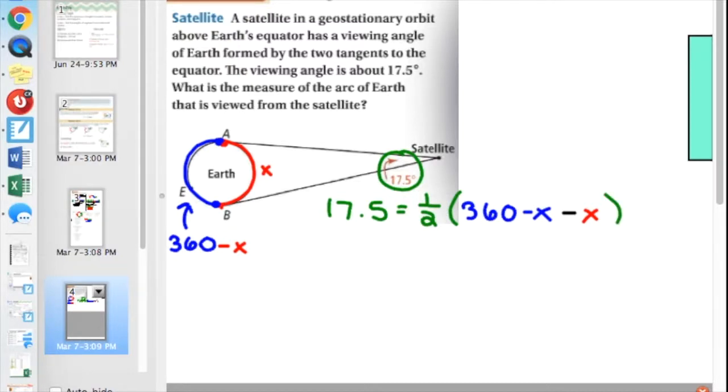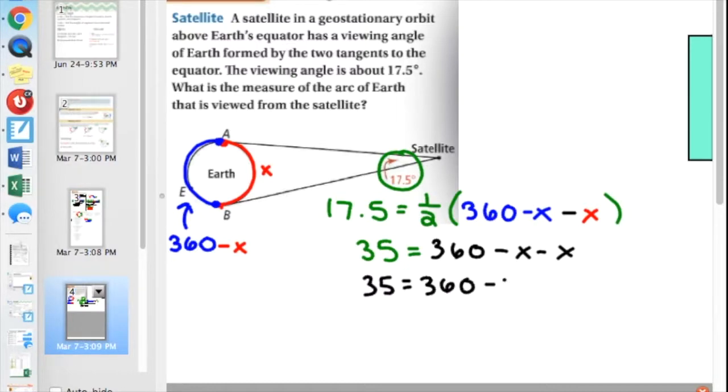So the first thing that I can do is multiply both sides by 2 or divide by 1/2, whichever way you want to look at that. So that gives me 35 is equal to, that got rid of the 1/2 on this side, so 360 minus x minus x. And if I combine like terms, that really gets me 360 minus 2x on the right-hand side.